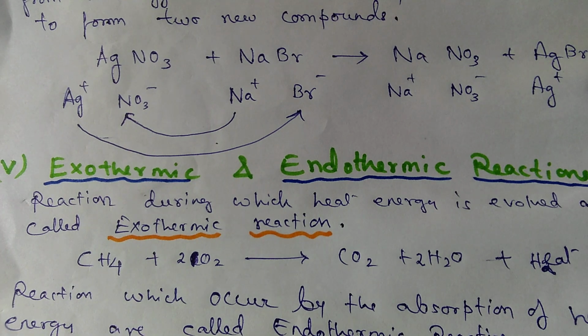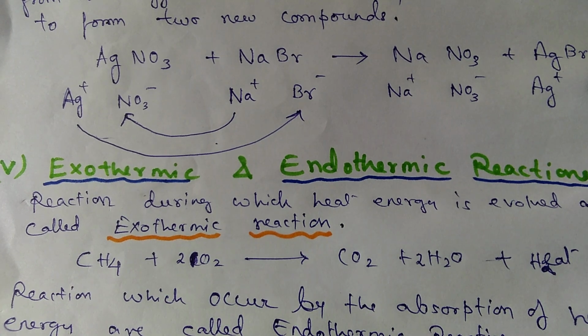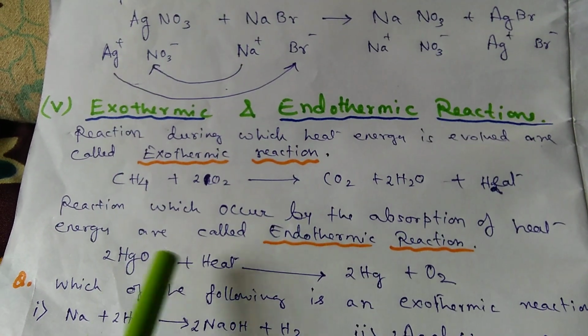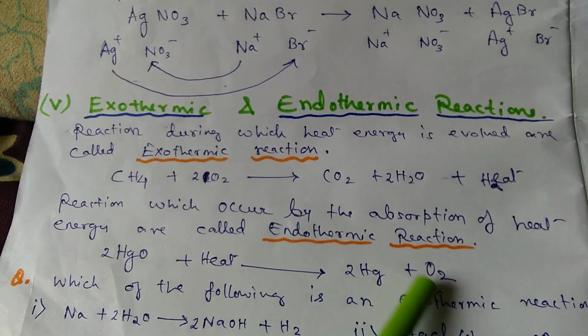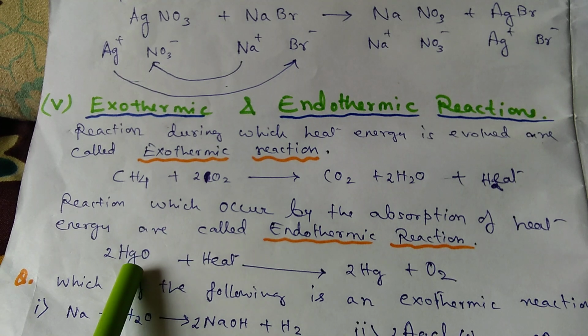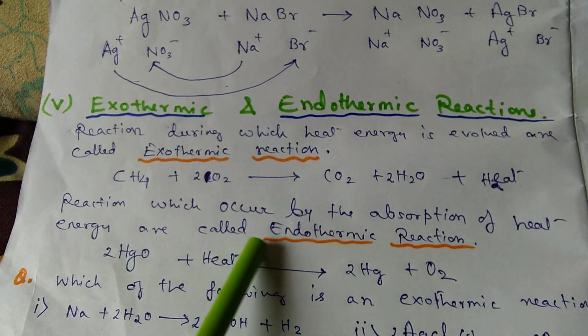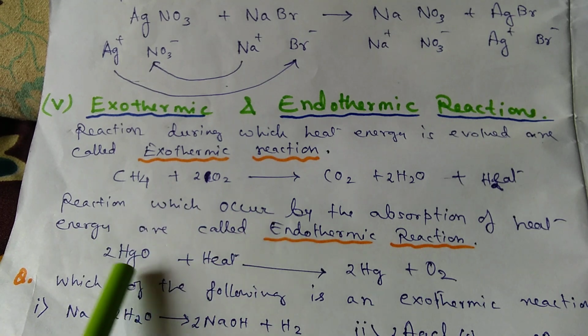Whereas when HgO, mercury oxide, is heated, then mercury oxide breaks to form mercury and oxygen. So mercury oxide on heating gives mercury and oxygen. That means this type of reaction is known as endothermic reaction, as it occurs by the absorption of heat.